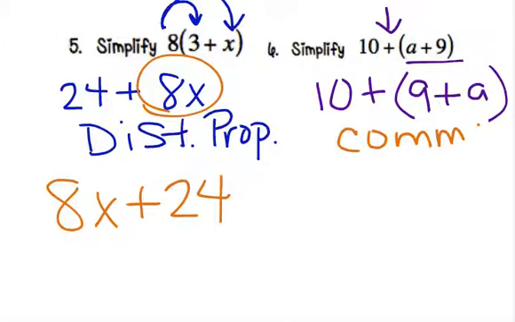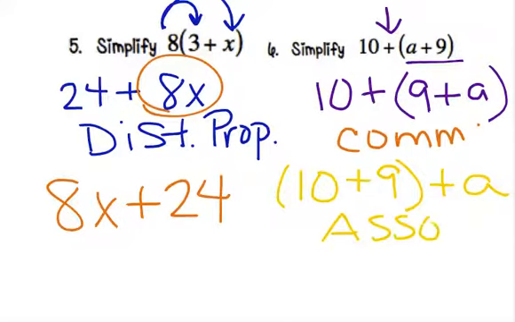All right, now we're going to change our parentheses so that we can have 10 plus 9 in parentheses and then just have the plus a out here. That is the associative property because we associated some different numbers together. We moved the parentheses. 10 plus 9 is 19 plus a.